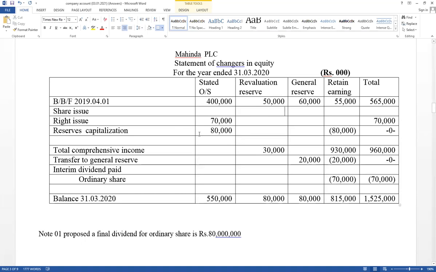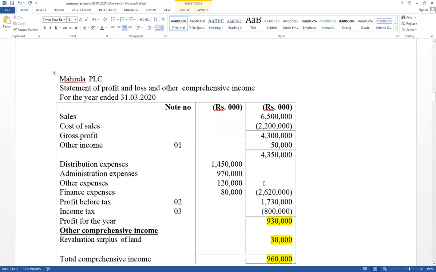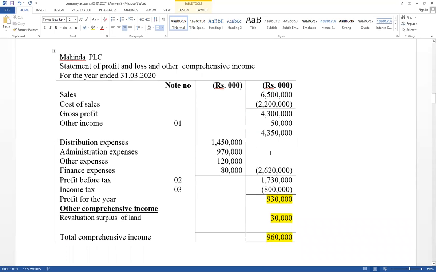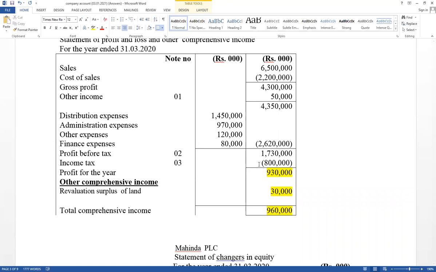Think about right issue available, reserves capitalization. It may be retained earnings capitalization. Sometimes general reserves capitalization has been given. If general reserves capitalization is given, this value should be deducted from general reserves. And think how to record total comprehensive income and transfer to the general reserves, as well as interim dividends paid. Try to recognize how to adjust dividends, proposed dividends and interim dividends, right issue, bonus issue. Then think about how to prepare a statement of profit and loss and other comprehensive income. Therefore, this is the specific area relevant for company.